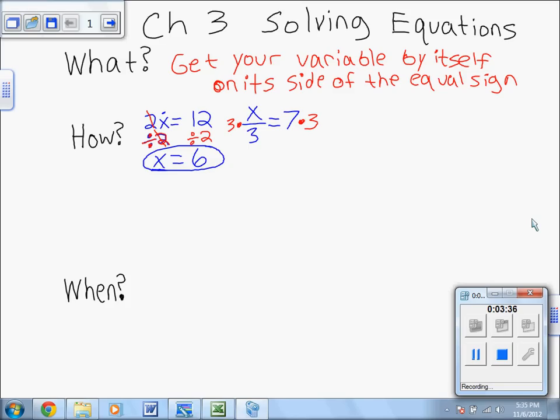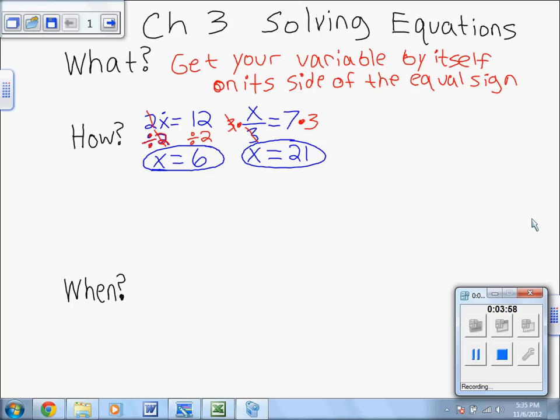So let's see, we have times 3 and divided by 3. Those undo each other for the same reason that the times 2 and divided by 2 did in our last example. So on the left side, we just have an x. But now on our right side, we have 7 times 3. And 7 times 3 is 21. And that is your answer for that equation. So that's multiplying, that's dividing.